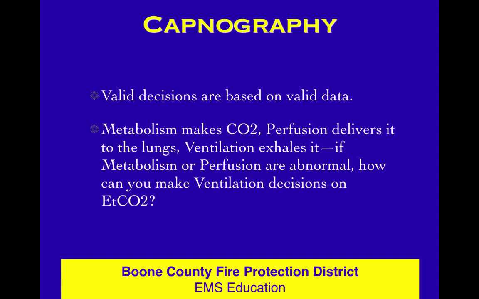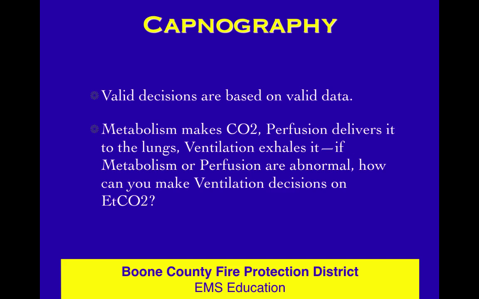Capnography measures the amount of carbon dioxide that is exhaled from the lungs. So where does carbon dioxide come from in the body? Carbon dioxide is the byproduct of metabolism at the cellular level. The cells use oxygen and glucose, and they make energy, and it gives off a waste gas of CO2. So CO2 is made in the cells during metabolism. Perfusion, circulation, delivers it back to the lungs, and then ventilation exhales it. If your metabolism is functioning normally, and your perfusion is functioning normally, then the capnography is a measure of how well you're ventilating.